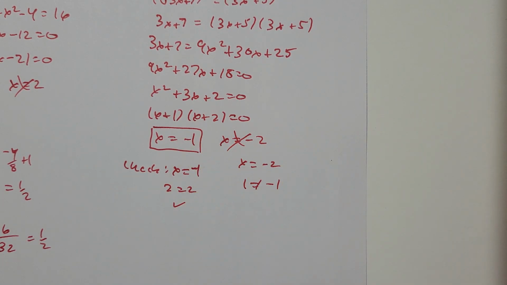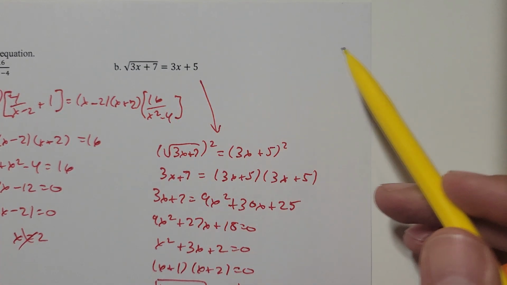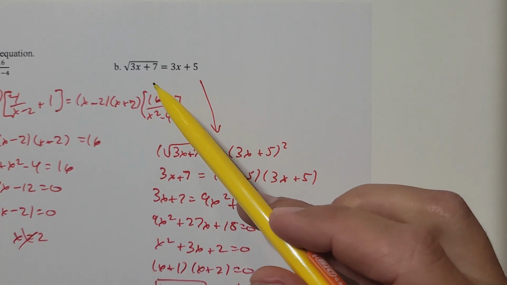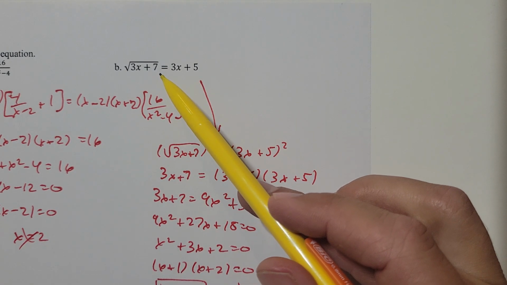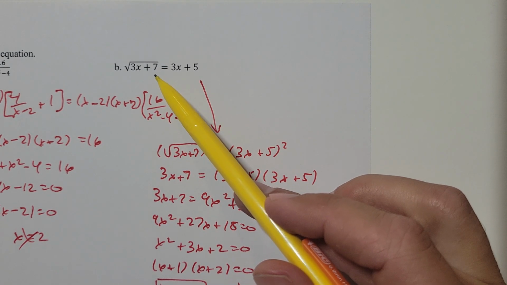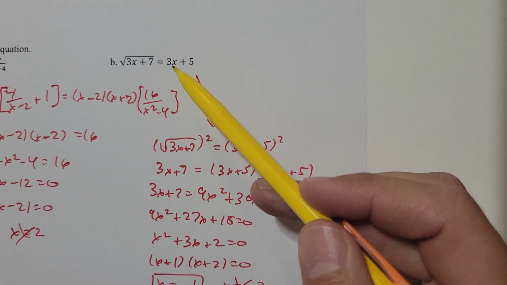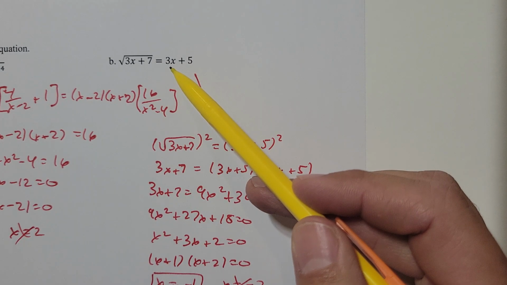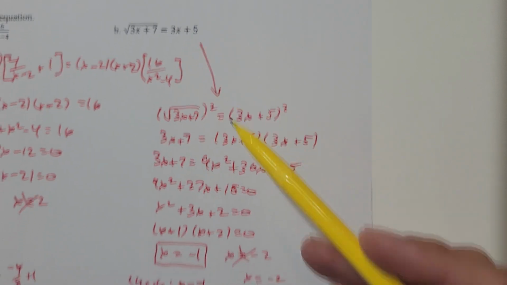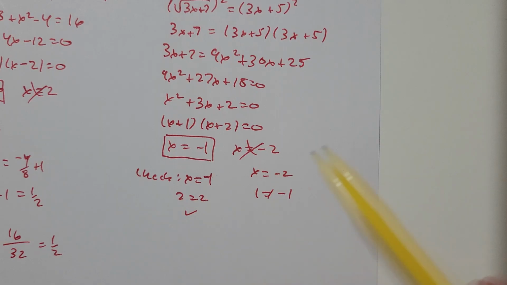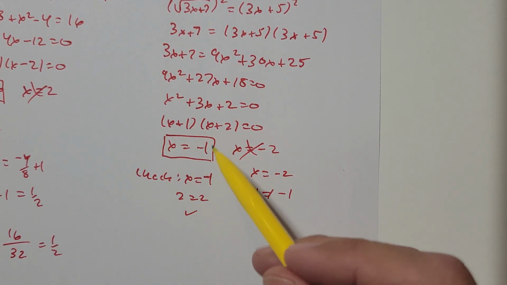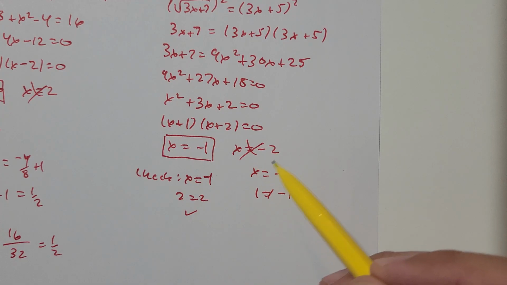Okay, and now let's check if -1 is going to work out. So same deal, we'll plug that into the equation there. 3 times -1 is -3, plus 7 is 4. The square root of 4 is 2 on the left. And then on the right, 3 times -1 is -3, plus 5 is 2. 2 equals 2, that's true. And so because that's a true statement, I'm going to keep -1. I'm going to get rid of -2.